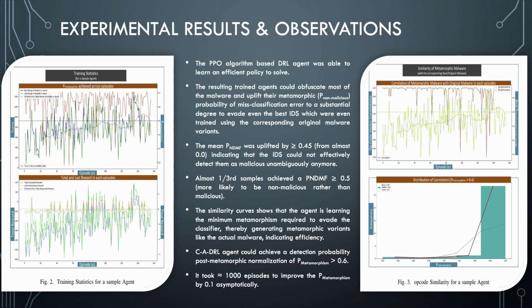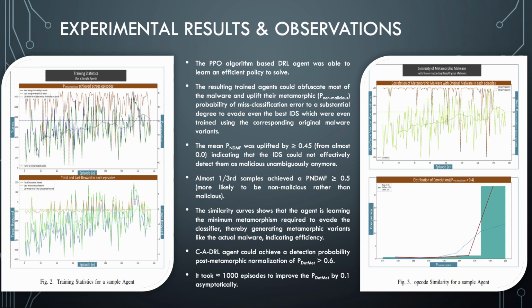Also, we saw that this is not a trivial trick that the agent is learning. We also saw the similarity of it to the actual variant, and this differs from variant to variant, which means that it is learning to create obfuscations and not just a trivial trick.